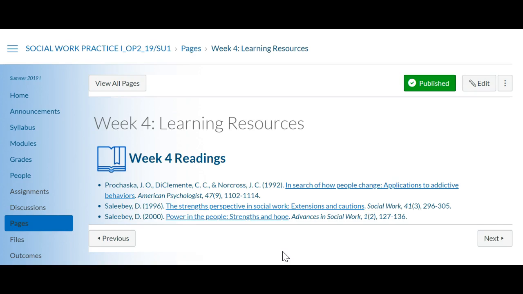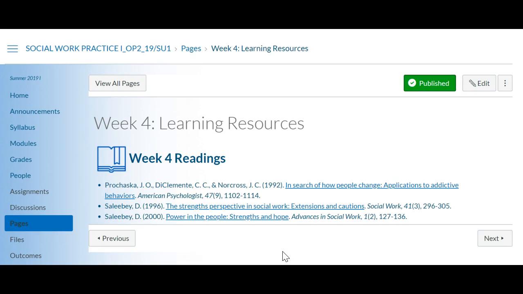The other two articles you'll be reading this week are by a premier scholar, Dennis Saleebey, who talks about the strengths perspective. Oftentimes, students and others talk about strengths theory, but this is really a perspective. It's not a theory. A perspective is something that's broader in scope and can be applied across situations, across clients, across organizations and systems, and can be used with any theory.